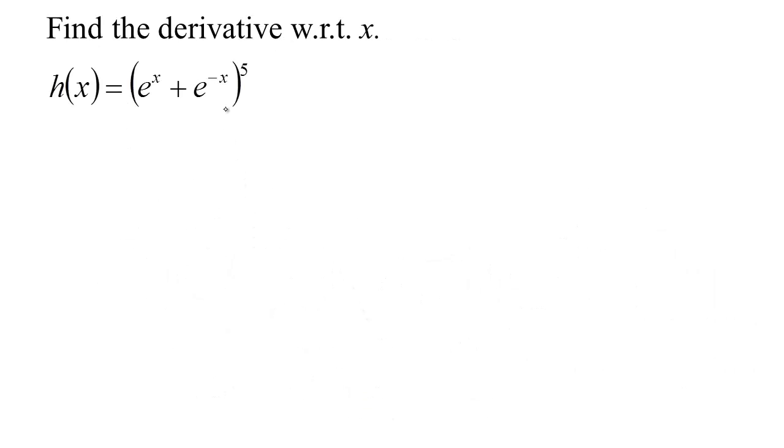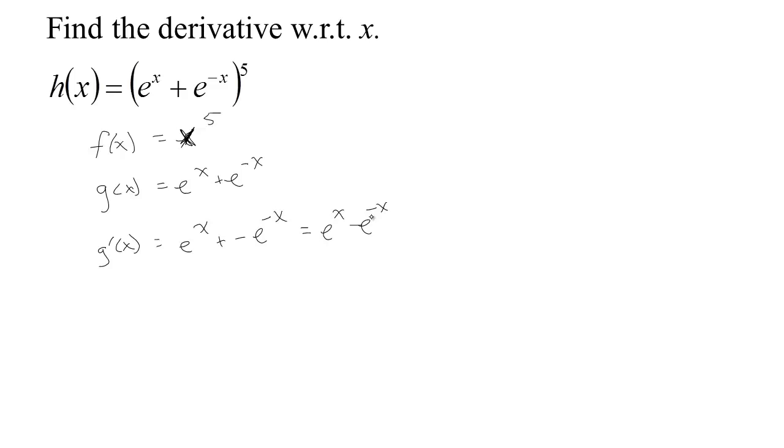Here's another example. We've got some exponential stuff going on here, and then our outside function is to the fifth power. So our outside function is the function that takes things to the fifth power. Our inside function is e to the x plus e to the minus x. So if we want to find the derivative of the inside, well, the derivative of e to the x is e to the x, and the derivative of e to the negative x is negative e to the negative x. So we have e to the x minus e to the minus x.